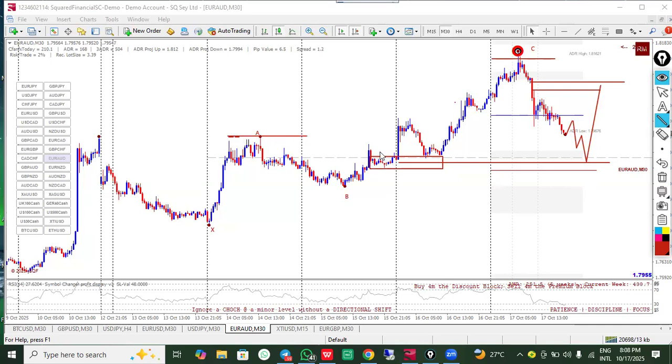If this is a consolidation before the break of structure, remember that this high did not break structure. This is the candle that broke structure, and this is the last consolidation before the break of structure. So this is my breaker block. If that is my breaker block, then I will be looking out for the possibility of price returning into that breaker block, and I will be looking for a buy from there.